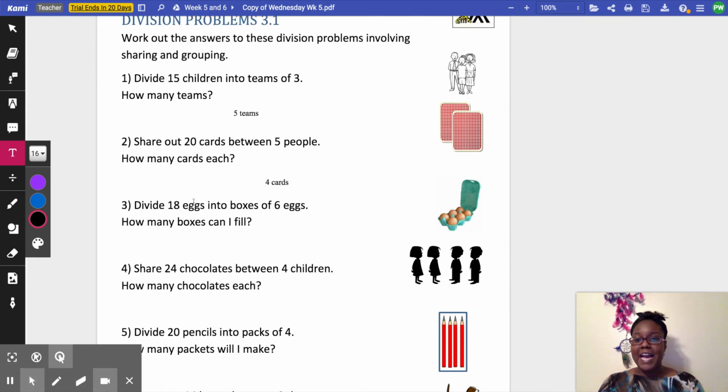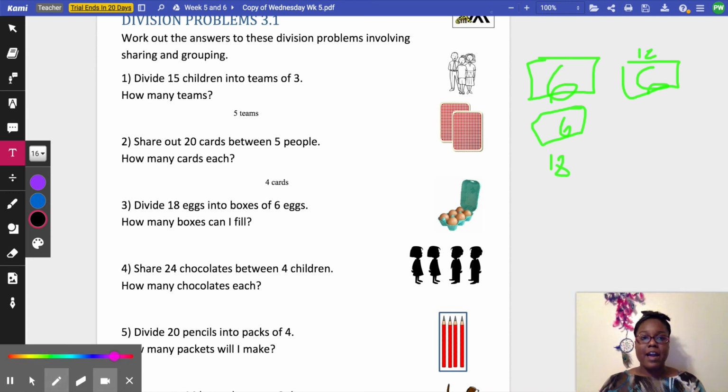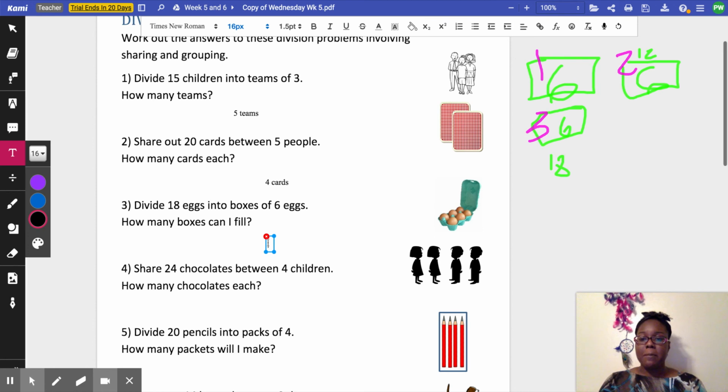Number 3, divide 18 eggs into boxes of 6 eggs. How many boxes can I fill? So that means that whenever I draw a box, it has to have 6. So I've got 6. Then I've got another box, and that's got 12. I've got another box, and that has 6 more, which is 18. And then I can see how many boxes do I have? Well, I have 1, 2, 3 boxes. So my answer on this one is 3 boxes.